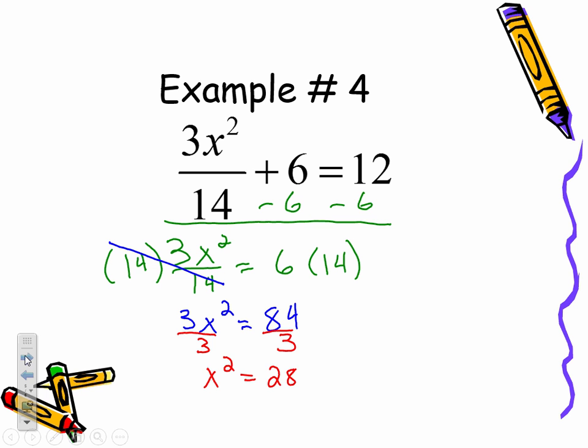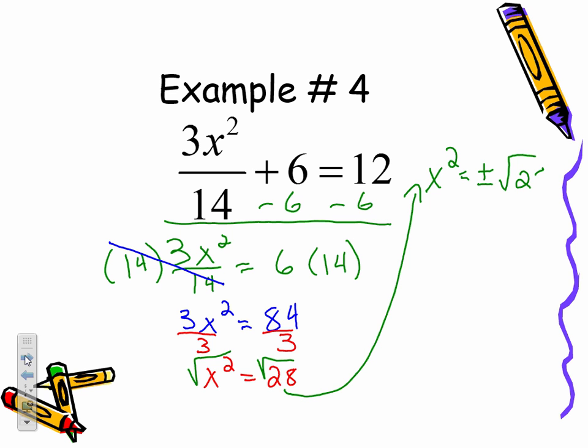Now, since 28 is a positive number, it's going to work for us. So we can take the square root of both sides. So x equals plus or minus square root of 28. 28, we can break this down. Perfect square that goes into 28 is 4. 4 times 7 is 28. So x equals plus or minus, can't forget that, 2 square roots of 7.